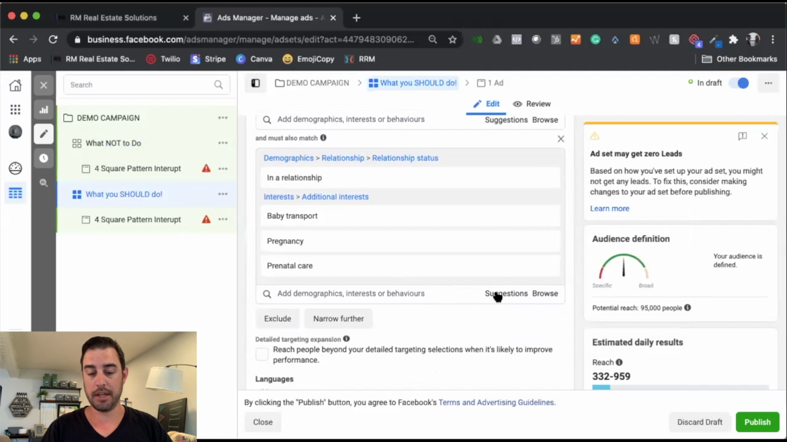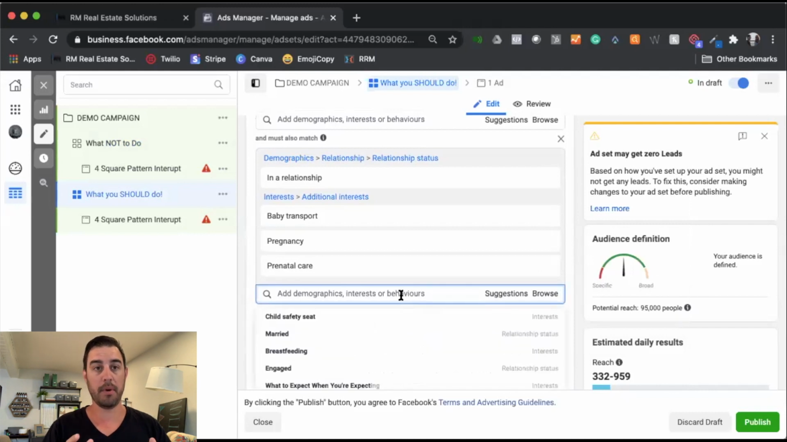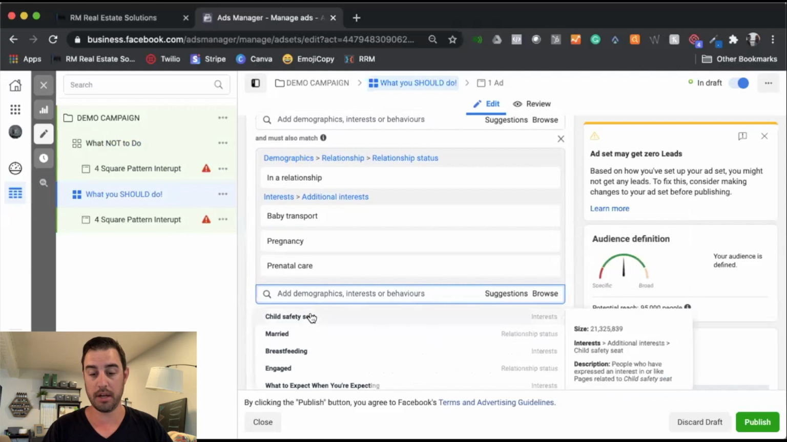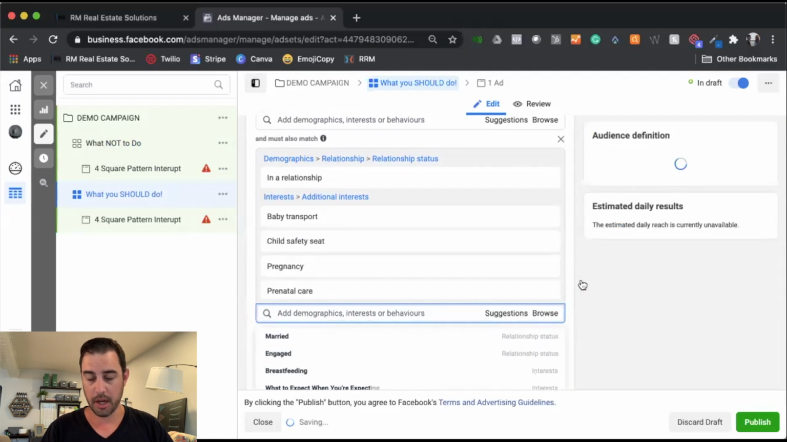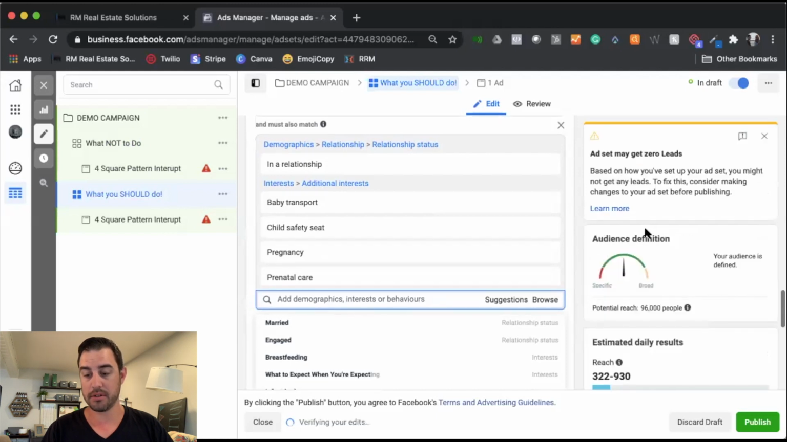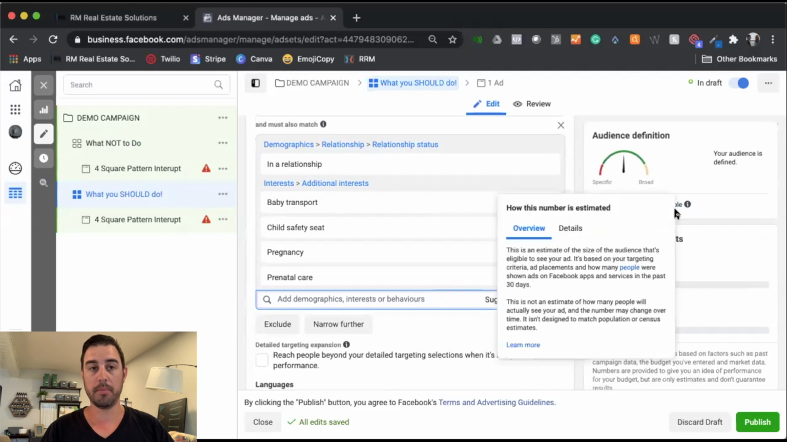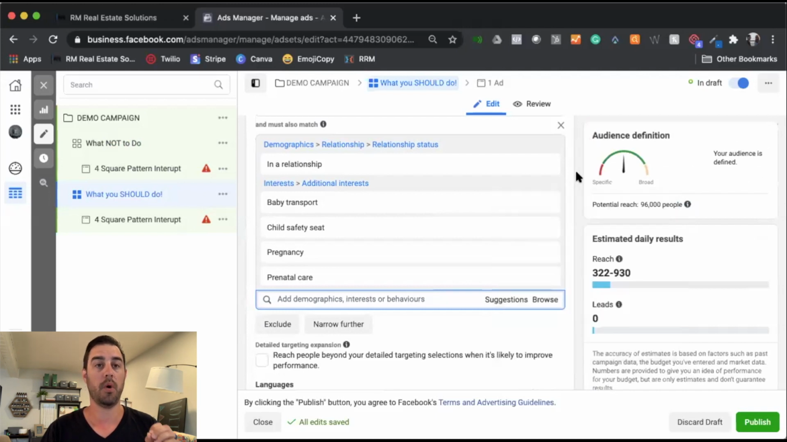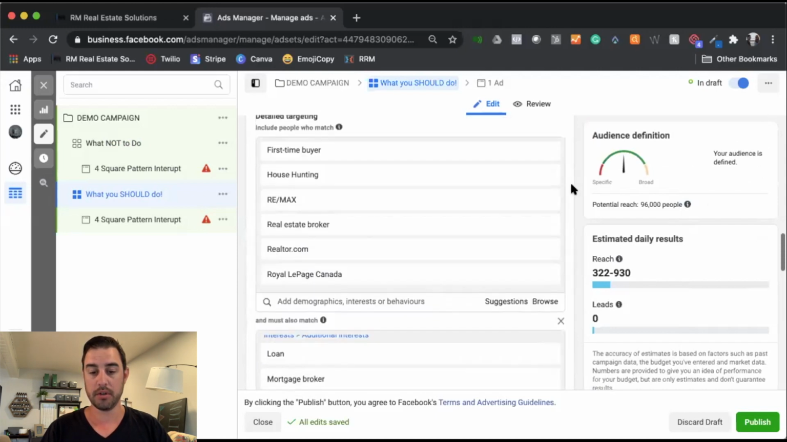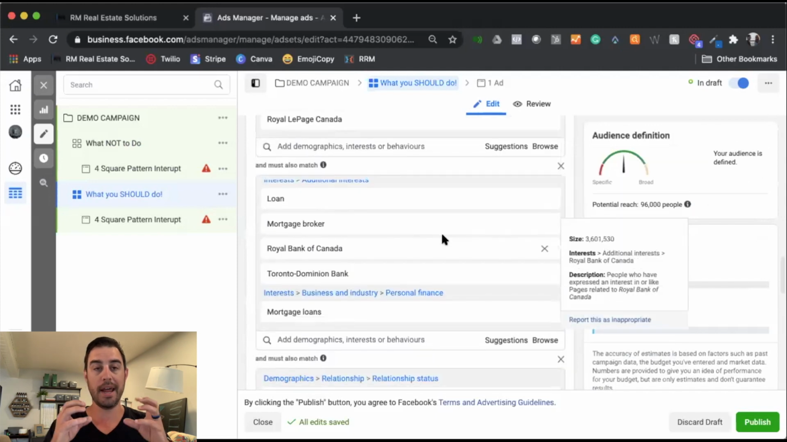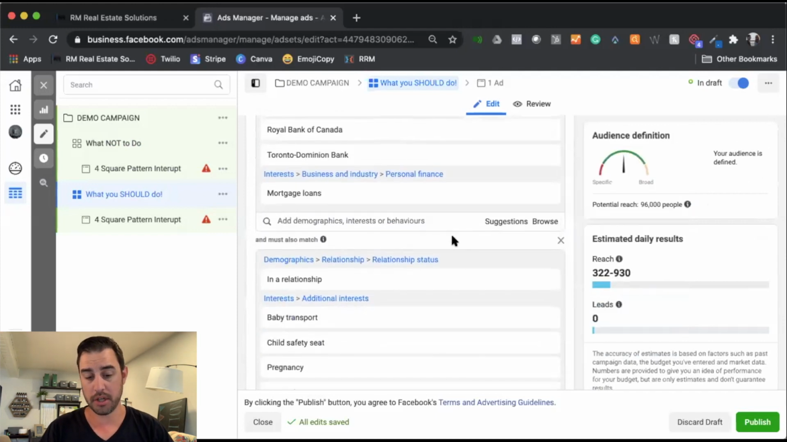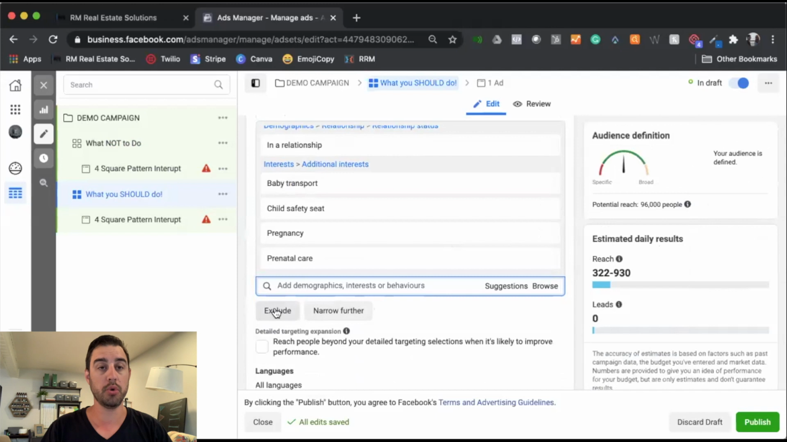Now you can actually come in here and get suggestions on what might add to that category. So child safety seat would be great. Let's click on that. And then it's going to update your potential reach to 96,000. So notice that my potential reach has dropped a lot. That's a good thing. That is what you want to have happen because you want to be targeting people who are specifically interested in what you're going after. So the way that I've done this is I've set them up into 3 different categories that narrow the target focus, not expand it.